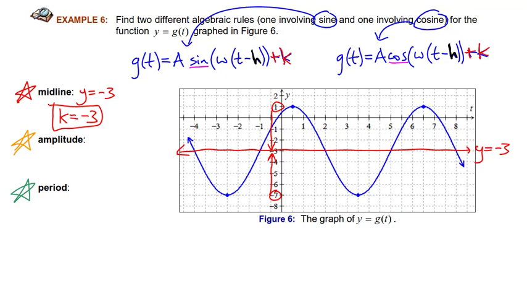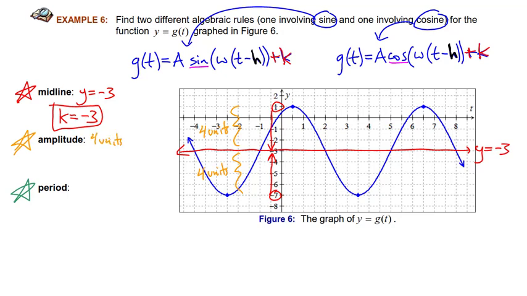The amplitude is the amount of distance between the midline and the maximum y value, or another way to phrase it is the distance between the midline and the minimum y value. So it's going to be the distance here between 1 and -3, or it could be calculated here as the distance between -3 and -7. In both cases, you'll notice that the distance is 4 units. And so we know the amplitude is 4 units.